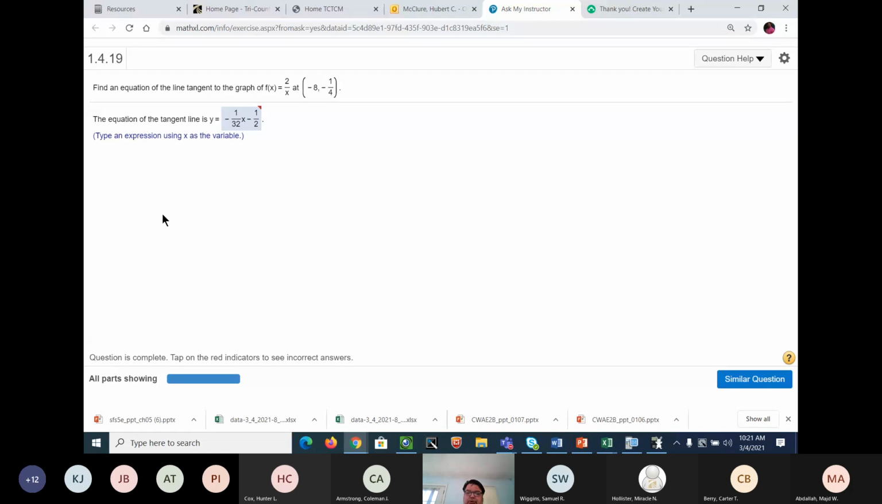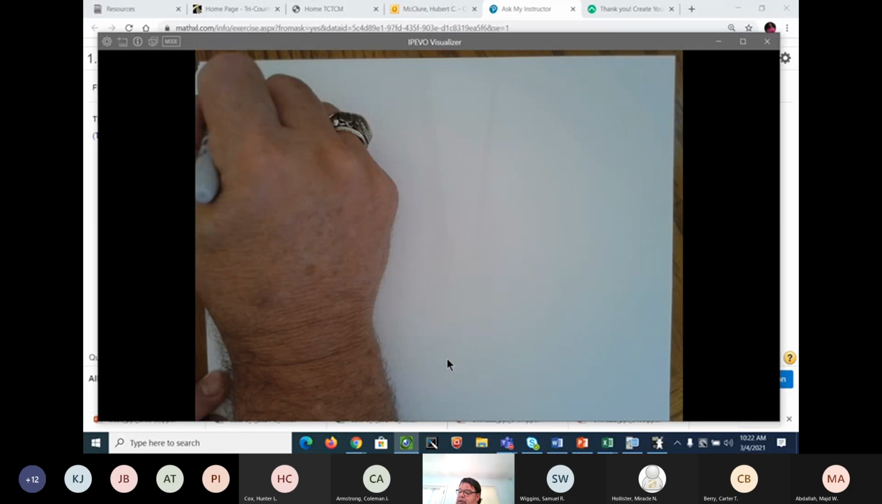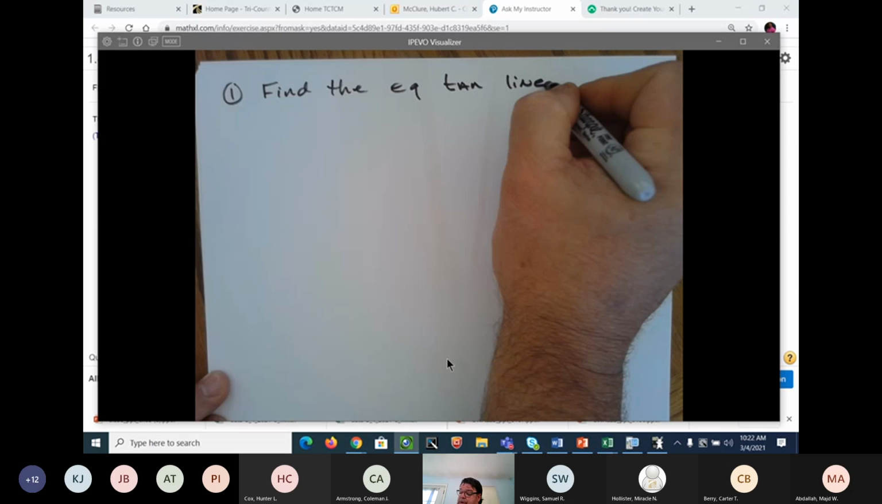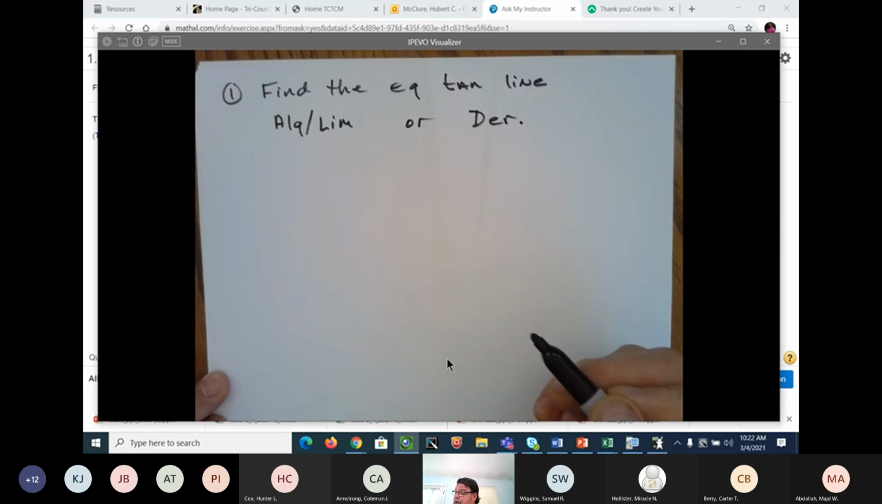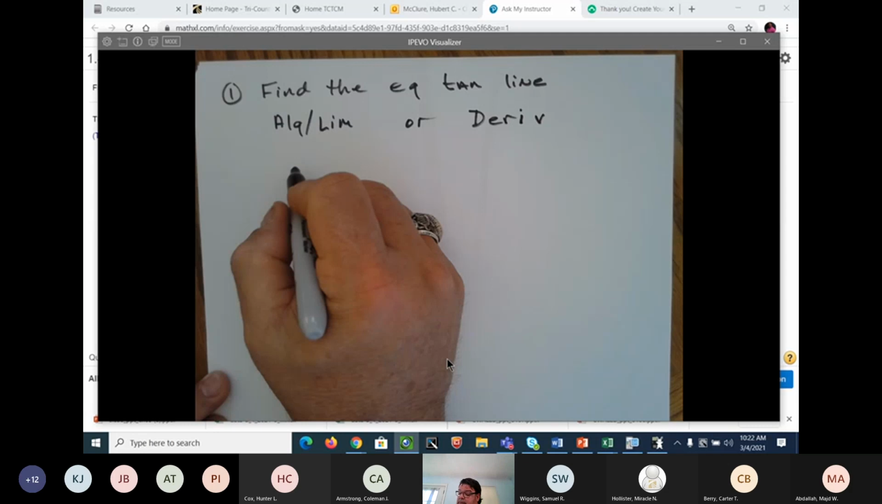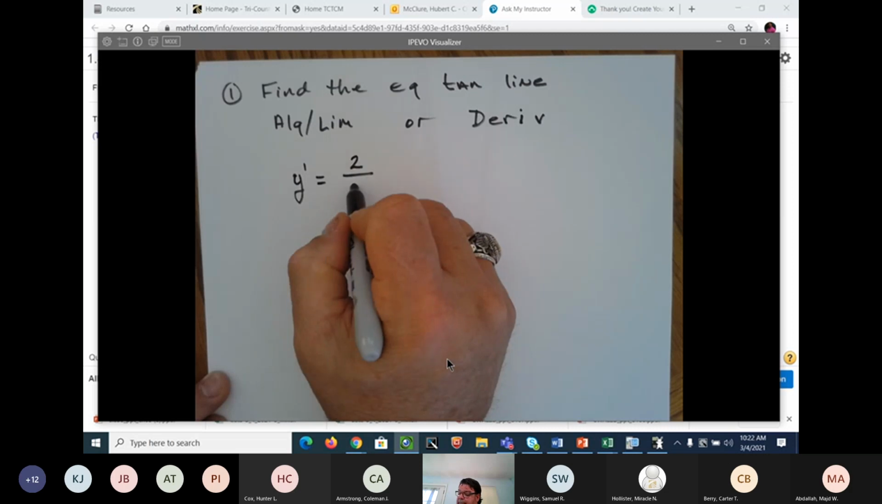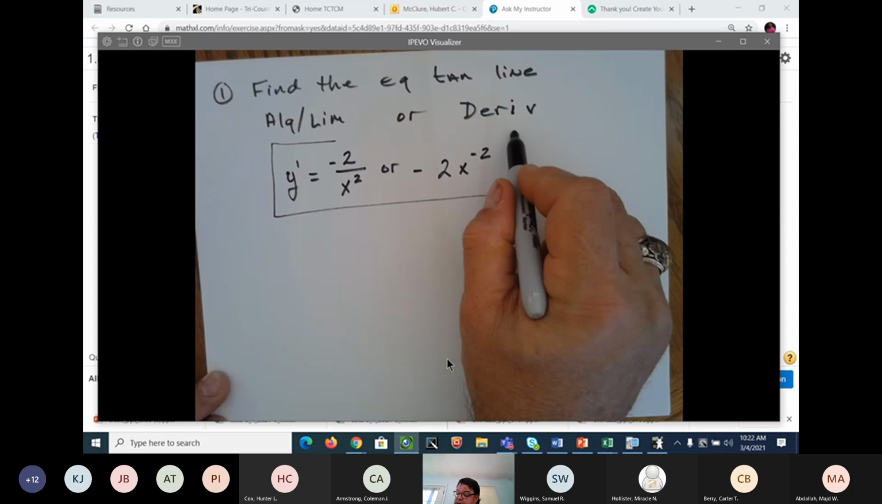All right. First of all, let me ask you a question. This is a good question because it entails everything. I just didn't read the directions. What they're wanting you to do, one, is find the equation of the tangent line, which you either use algebra, limit, or use the derivative. And we got f prime of x, or y prime, is equal to negative 2 over x squared, right? Or negative 2x to the negative 2. Everybody with me?